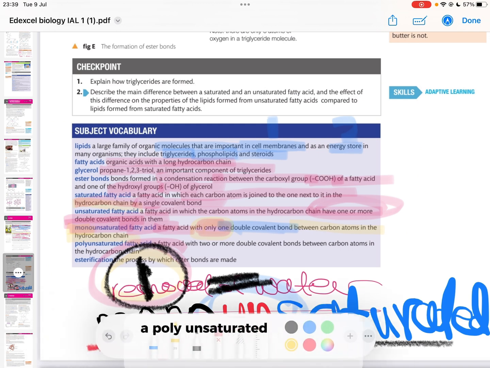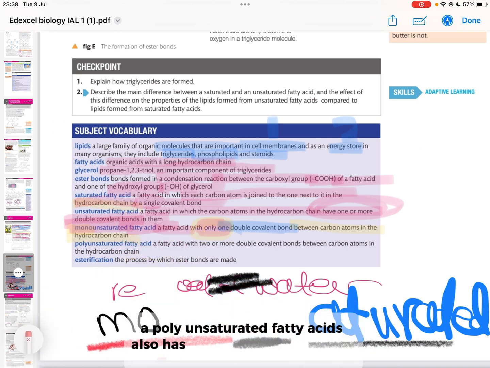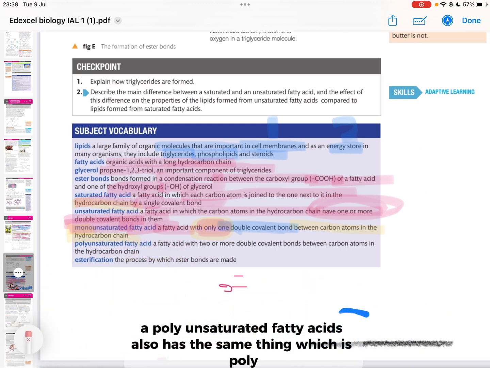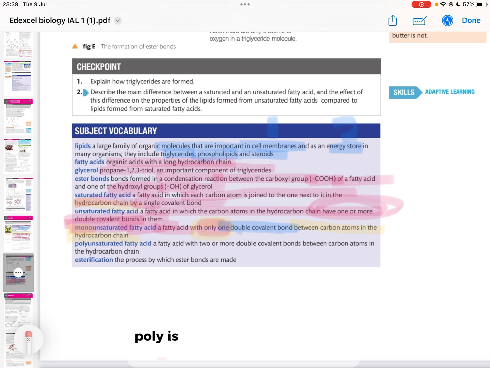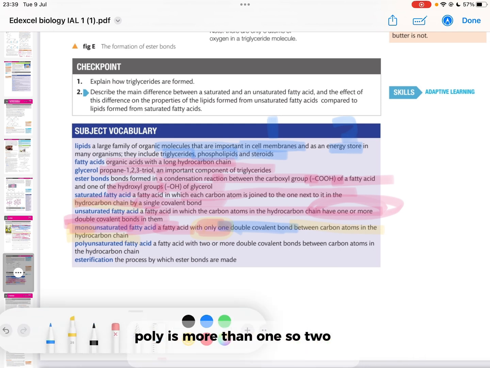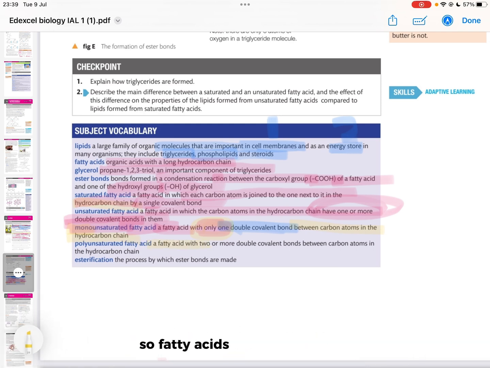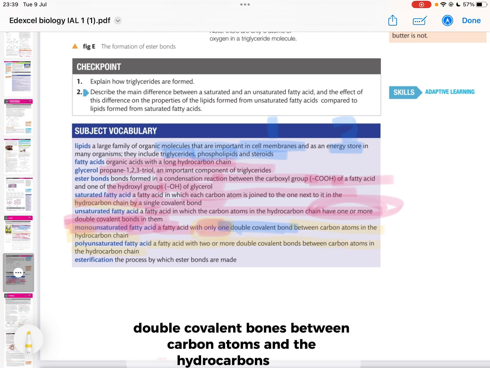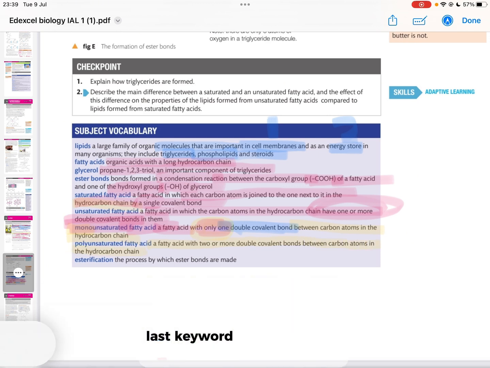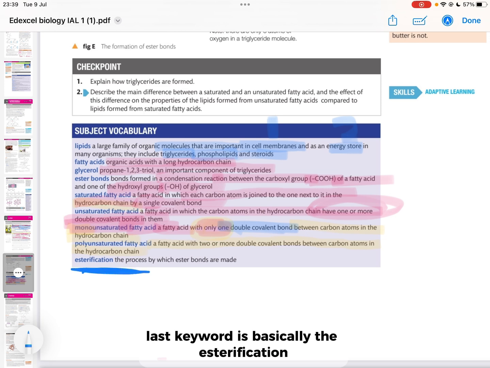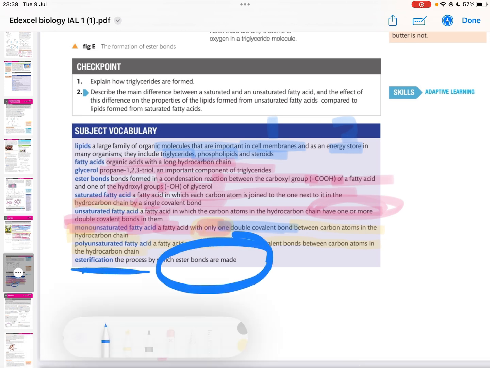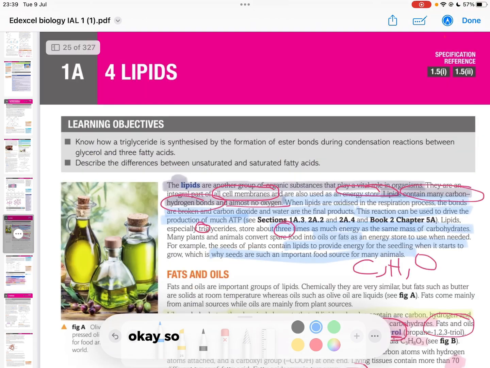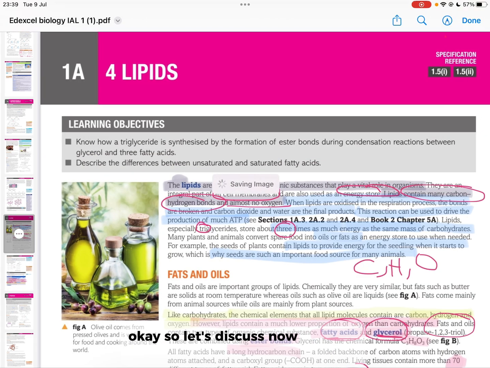Polyunsaturated fatty acids also have the same thing, which is poly. Poly is more than one, so two or more. So these are fatty acids with two or more double covalent bonds between carbon atoms in the hydrocarbon chain. The last keyword is basically esterification. Esterification is the process by which ester bonds are made. Okay, so let's discuss now.